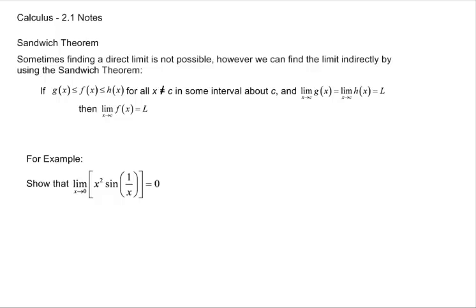All right, the last thing that we're going to talk about in this section is a pretty difficult concept to understand, and it's called the sandwich theorem. It's difficult to understand because it's difficult to think of the sandwich part, but it's actually easy to understand when you see how it works.